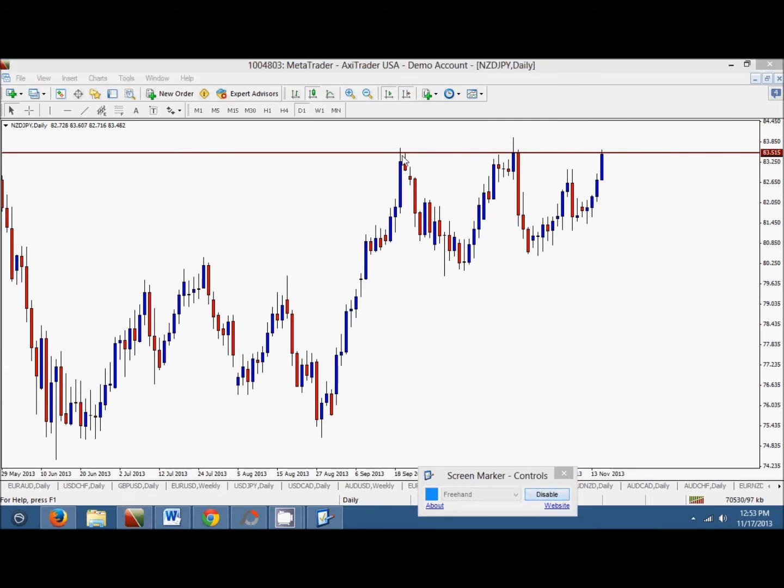As you can see here, we have multiple touches on this resistance zone. We have price touch here. Prices get respected, shoot back down. We have a touch here. Prices respect the resistance zone and shoot back down. And then this time prices have come back up, and they're sitting right below this resistance zone right now.